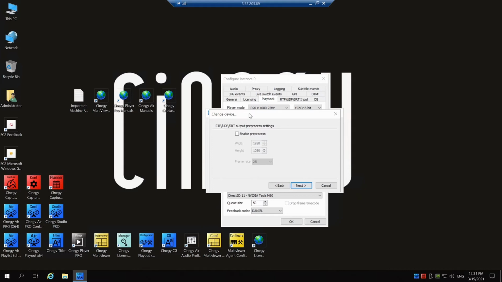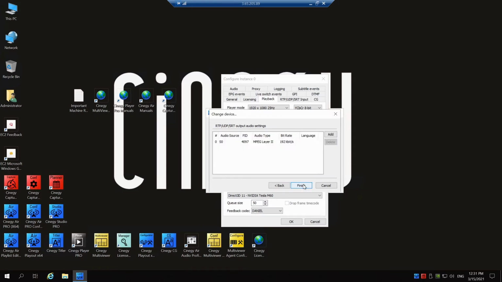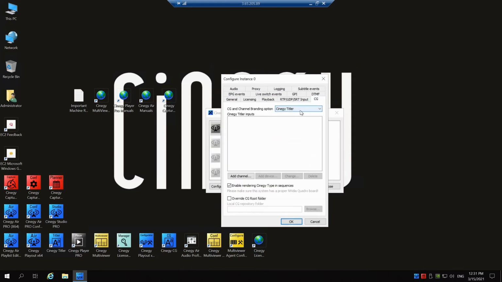I'm not going to be creating any custom output rasters, nor am I changing any of the default transport PID settings. I've chosen to encode my output using H.264 offloaded to the NVIDIA GPU. This will be encoded at a bit rate of 10 megabits per second, with the GOP structure set to IBPP and the various other settings as seen here. I am including a single stereo pair, which will be encoded as MPEG layer 2 at a bitrate of 192 kilobits per second. Finally, under the CG tab, I have enabled the Cinegy titler engine to allow any graphics branding to be utilized.